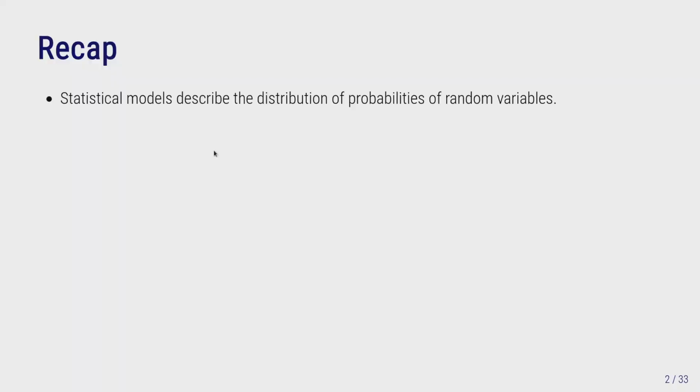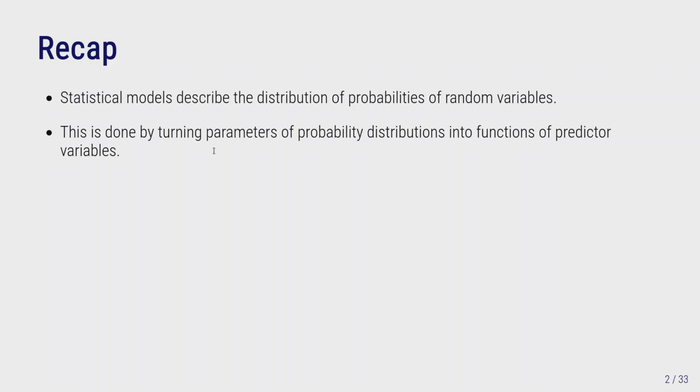So just a quick recap. At this point, I hope you are convinced that statistical models describe some probability distribution of random variables, which are the measurements that we take from nature, which are our data. And we build statistical models by making some parameters of probability distribution functions of other variables that we call predictor variables or independent variables, right?